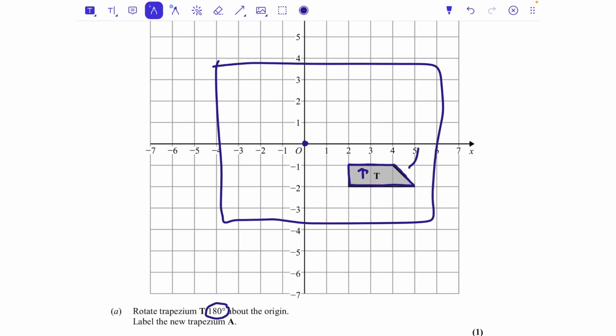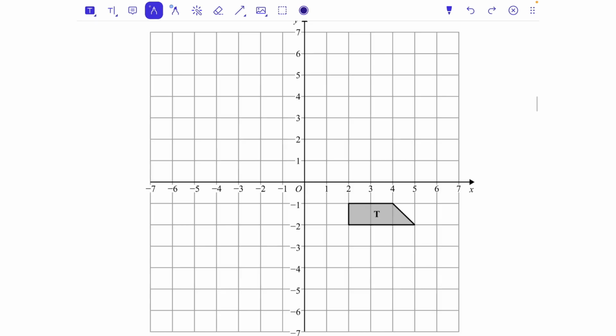So spinning that round, spinning your tracing paper. So that's going to be over here, looking like that. There we go. That is now upside down, 180 degrees around the origin.